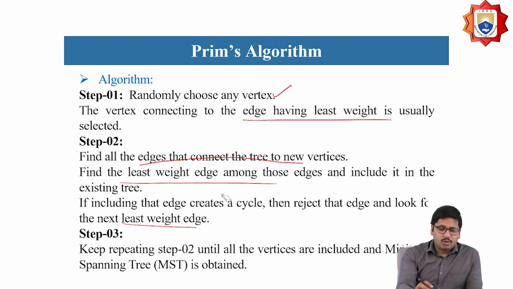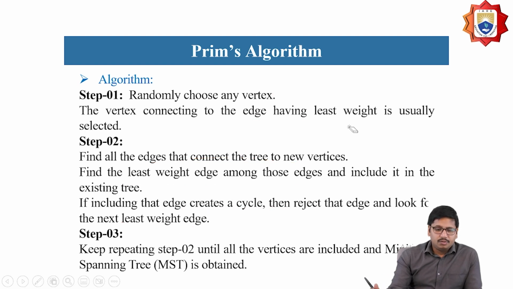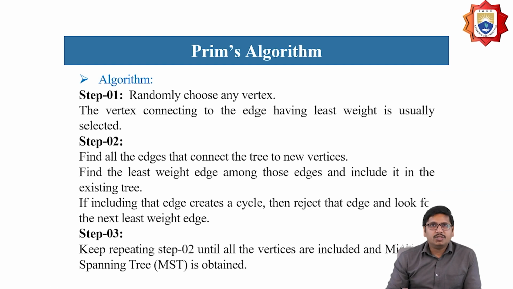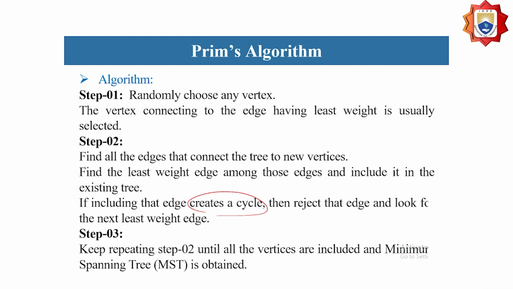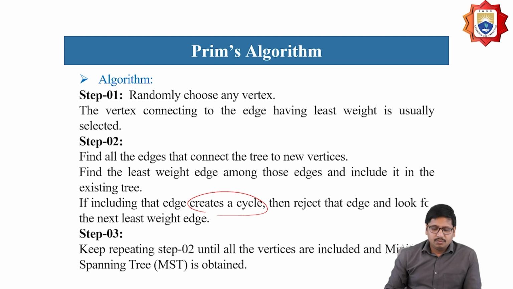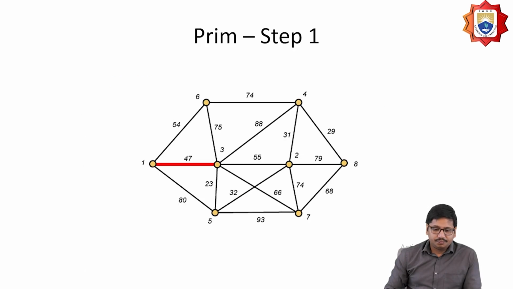So what I'm going to say is, for the given graph you have to select an edge, the least one, and then successively find the next edge. If including an edge forms a cycle, then reject the edge and look forward to the next edge. Keep repeating these steps until all the vertices in the graph are part of the spanning tree.